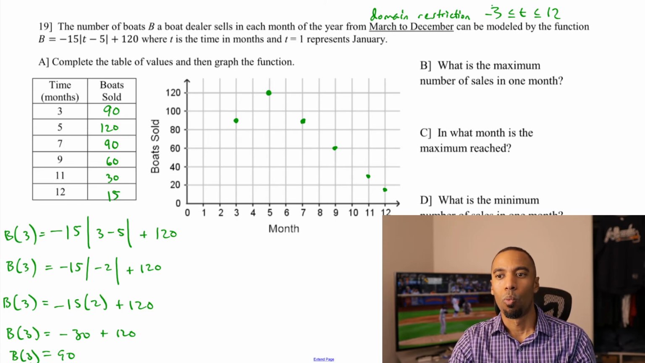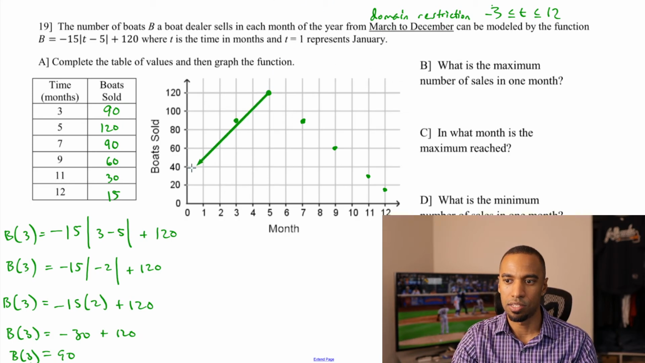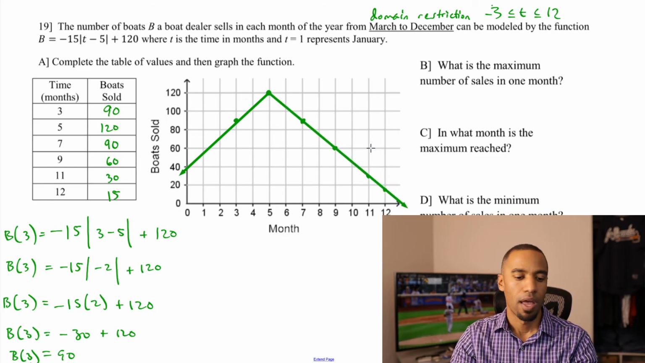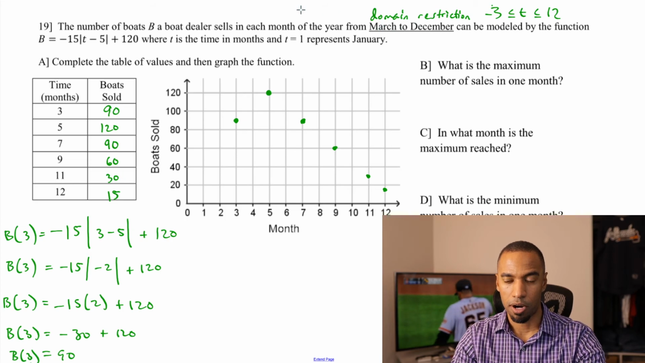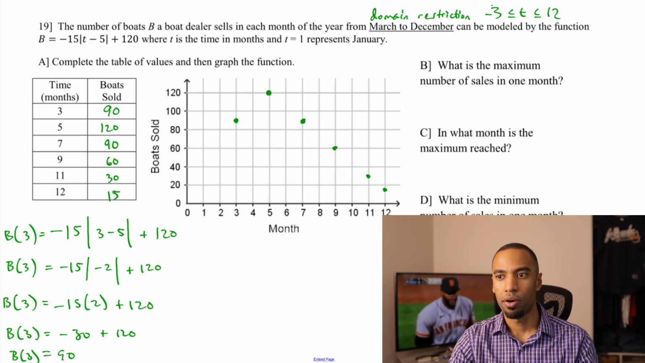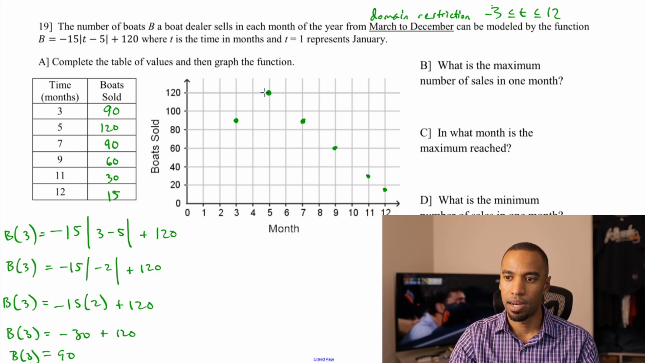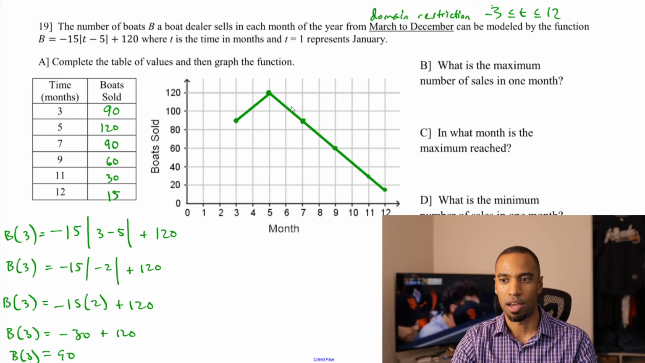And what I'm going to do here, well, they kind of do it for us. I'm not going to go all straight arrows through. I'm going to go by our domain restriction. What they said was from March to December. So March is month number 3, December is month number 12. No arrows. I'm just going to go ahead and end at that point. And we got those approximations to help us with the graph.